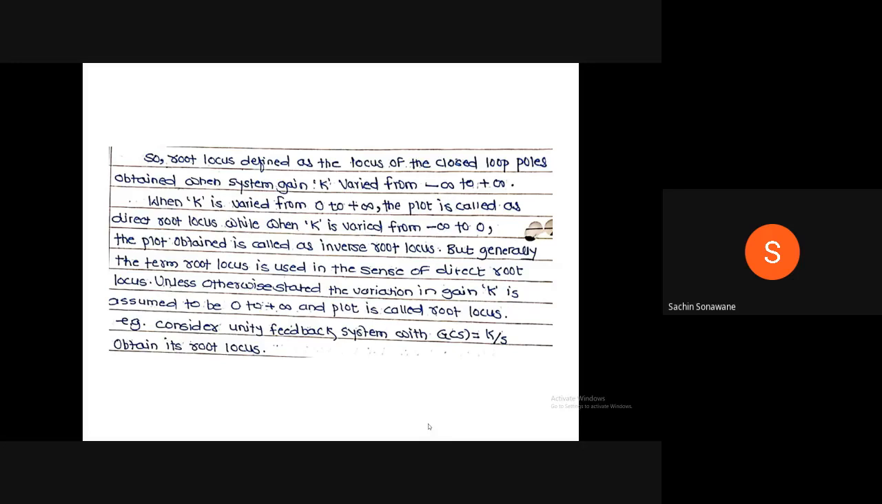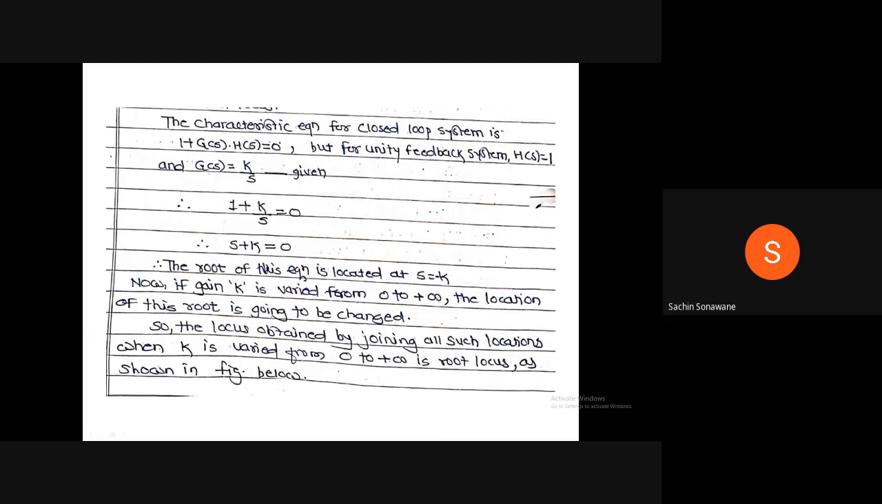For example, consider a unity feedback system with G(s) = K/s, to obtain its root locus. The characteristic equation for the closed loop system is 1 + G(s)H(s) = 0, but for a unity feedback system, H(s) = 1. Therefore, G(s) = K/s is given. Therefore, 1 + K/s = 0. Therefore, s + K = 0. Therefore, the root of this equation is located at s = -K.